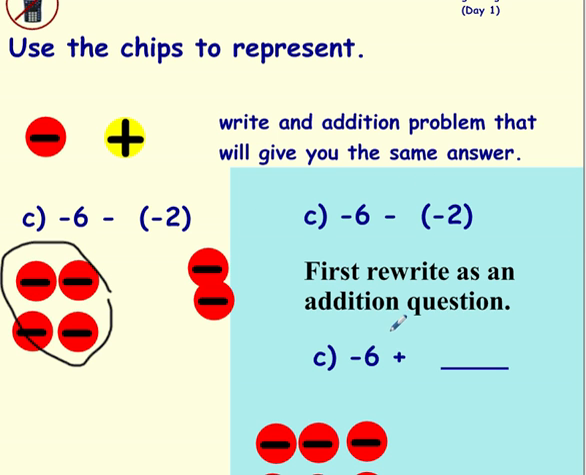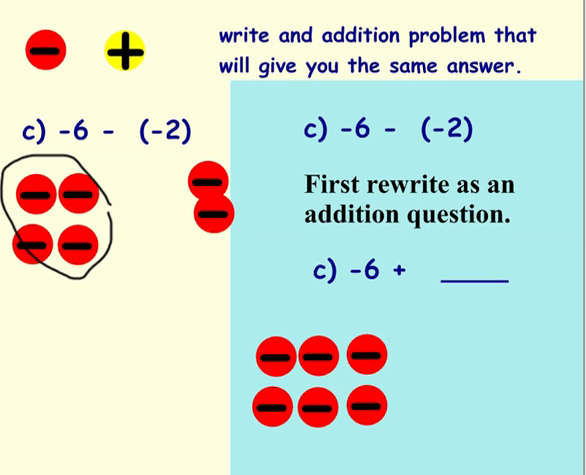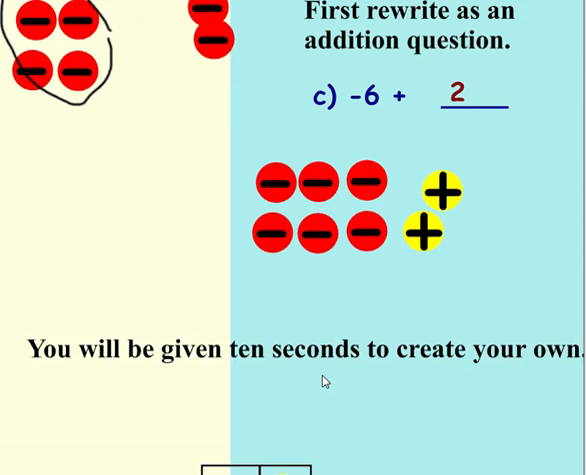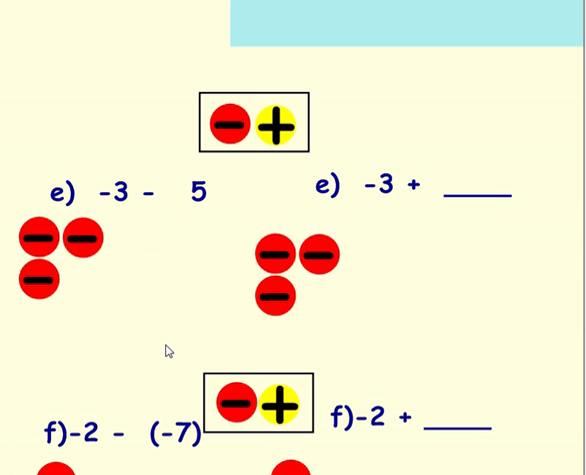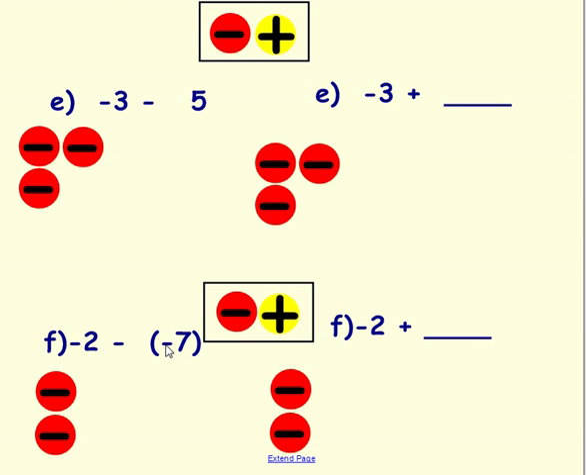The exact same thing written as an addition problem is negative 6 plus, what is it going to be? Well, the opposite of this would be 2. So what I'm going to do is plus 2, because as you're going to find out in a moment, this is the same thing as adding a positive 2. Okay? If you needed time, you could try some of these, like 4 minus 7, negative 3 minus 5, negative 2 minus negative 7. Those are all good little practice right there, maybe to help you with integer chips.